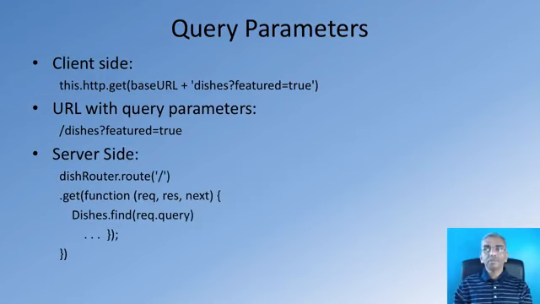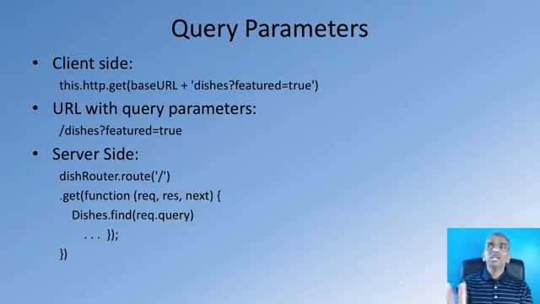Now, in addition, when this information is received on the server side, we saw that earlier when we did the GET request on the server side, we simply said dishes find, and then we would find all the dishes and then return them when the GET request is sent to the dish router route slash. The same logic applies both to the promo router as well as to the leader router.